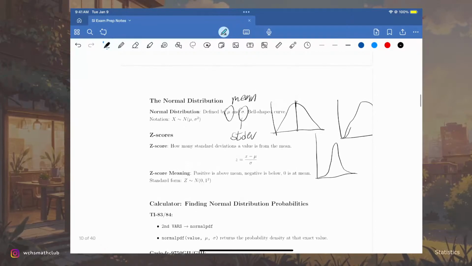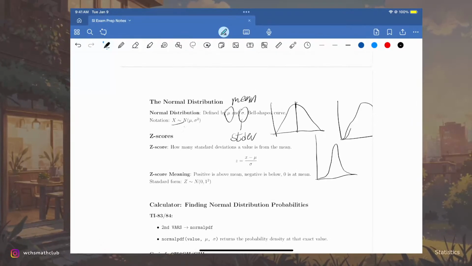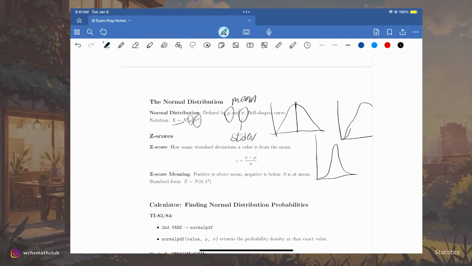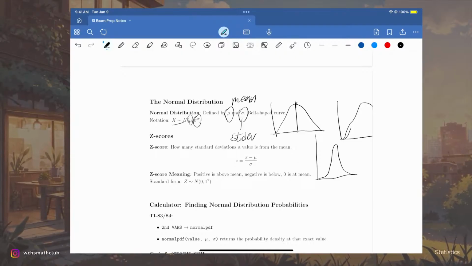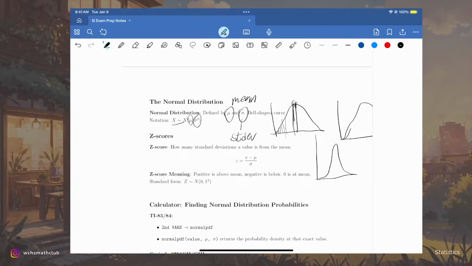And the notation for this is x with this tilde, with a mean and a variance. Remember that variance is equal to the standard deviation squared. What this means is if we were to put a random x within this curve that is normally distributed with mean mu and variance sigma squared, this is what it would look like. If we were to throw a bunch of random variables, we'd see a lot more frequency at this point than there would be at this value.